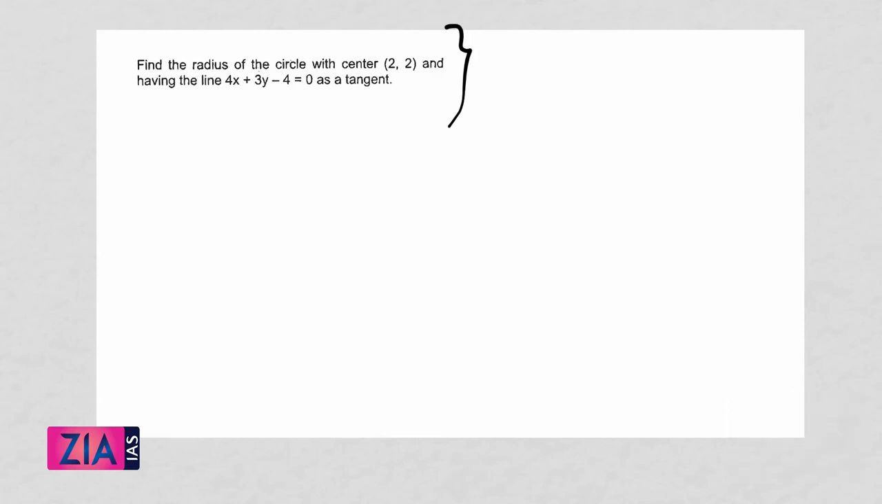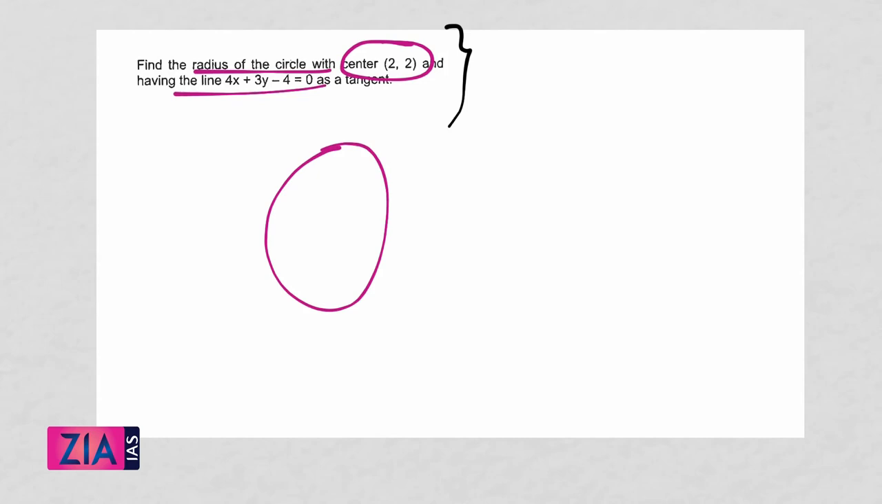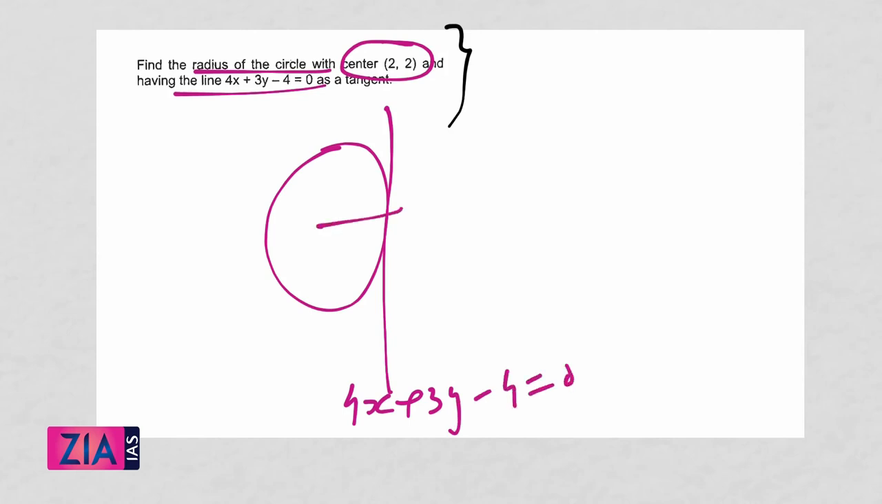Okay, so you can clearly understand here, they are asking about the radius of the circle, and the coordinates of the center are given, and the straight line which is tangent to the circle is given. So you can visualize that like this. If this is a circle and the tangent is given, 4x plus 3y minus 4 equal to 0, and the coordinates of the center are given, that is 2 comma 2.